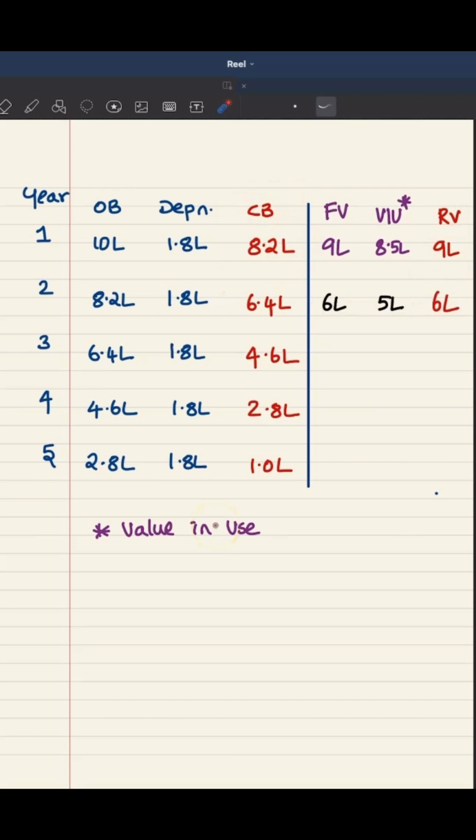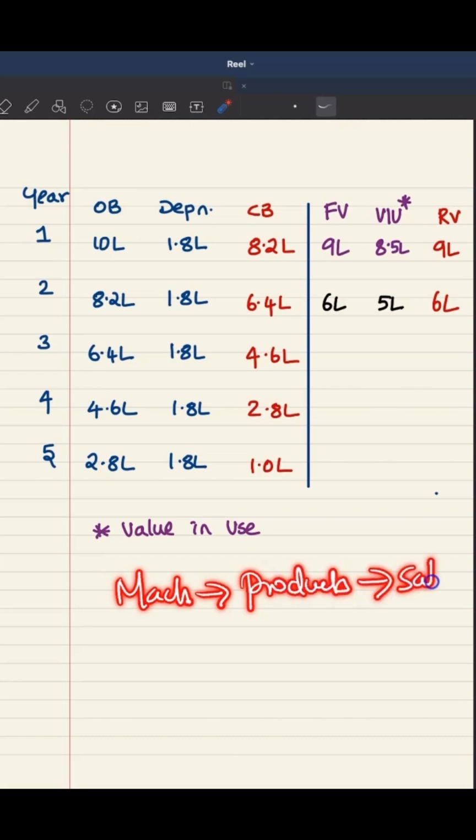Now let's look at year 2. In year 2, something has happened. Let's say something has happened in the external environment. Maybe the reason can be like this. The machinery, what they are using which they are producing some products, right? And they are trying to sell that in the market. And that product now lost its demand.